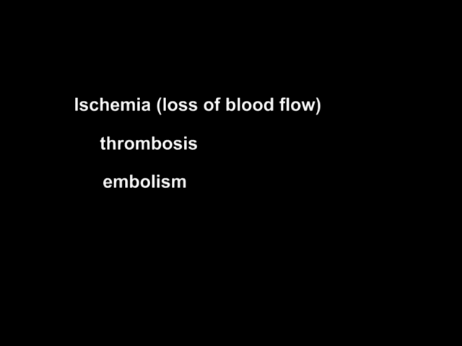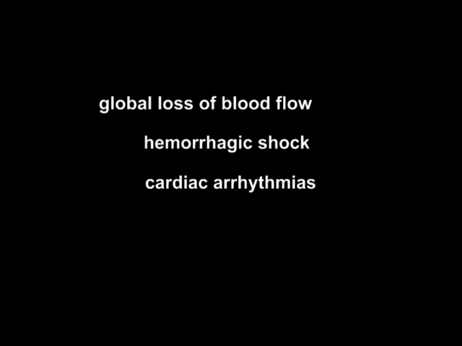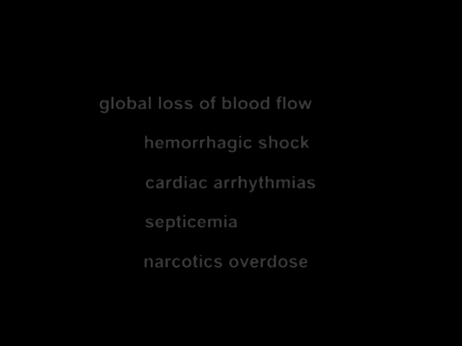The final category of ischemic stroke which we're going to look at is global loss of blood flow to the brain. Global blood flow loss may occur in any condition in the body in which there is a generalized loss of blood flow to all organs. Conditions which can lead to global blood flow loss include severe loss of blood volume as in hemorrhagic shock, rhythm disturbances of the heart such as ventricular fibrillation or cardiac arrest, infectious states with blood-borne infection, also known as septicemia, and narcotics overdose. The typical brain injury that occurs with a global loss of blood flow is known as a watershed stroke.